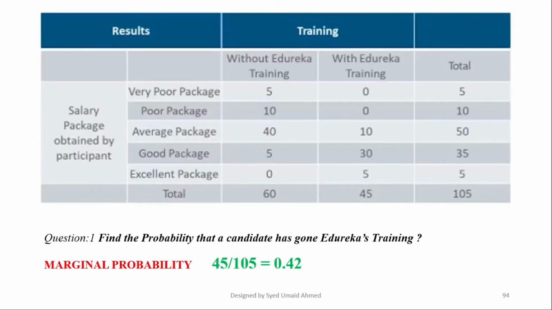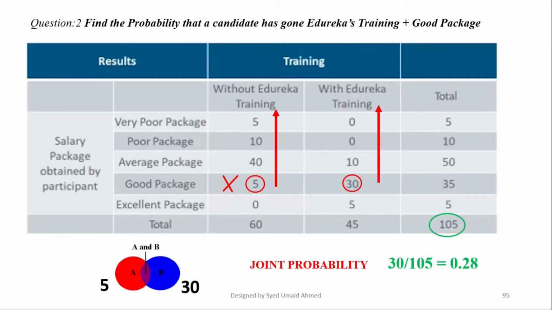The first question is find the probability that the candidate has gone Eureka's training. So the total candidates should be in the denominator, that is 105, and the candidates who have gone to Eureka training are 45. So it is marginal probability. So it is 45 upon 105. Very easy.